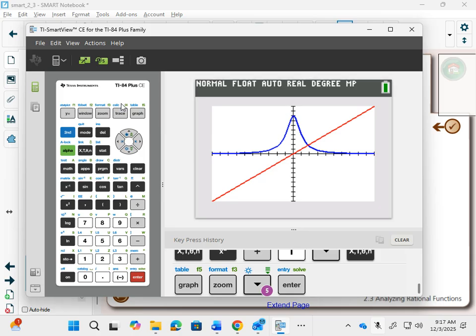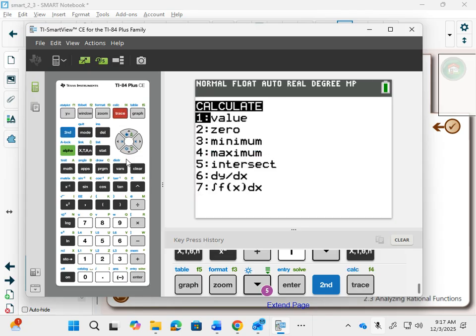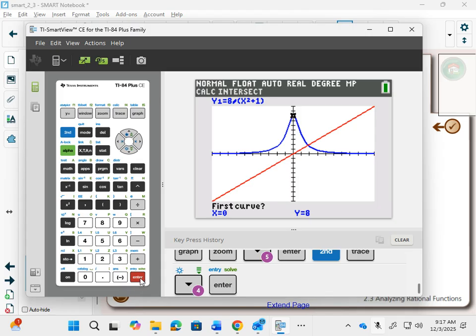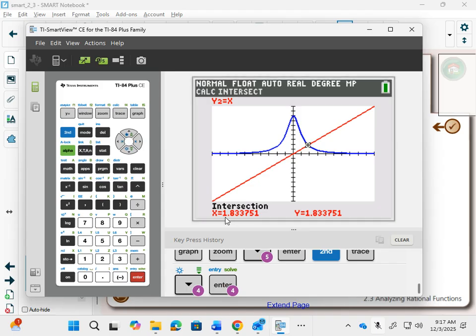Anything you want to calculate on a graph is above the trace button under calculate. So I hit second, calculate, and I want to find out where they intersect. Push enter on the blue curve, push enter on the red curve, push enter to guess. They intersect at 1.834. Well, it's actually exactly the same value on each one. But we have to be careful.